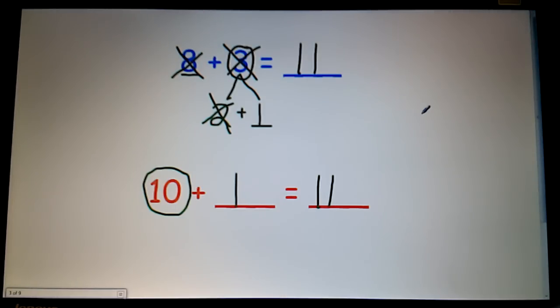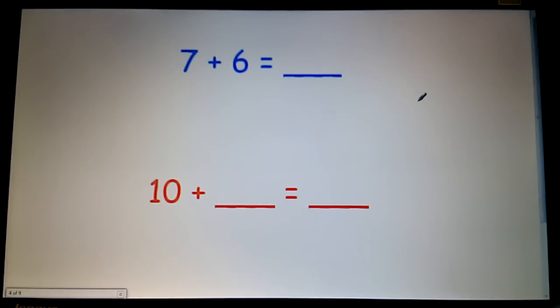Let's do some more. The next number sentence is 7 plus 6. First thing I'm going to do is circle my smallest number and make an upside down caret. Let's look at the 7. Who is 7's partner to 10? I know that that's 3.